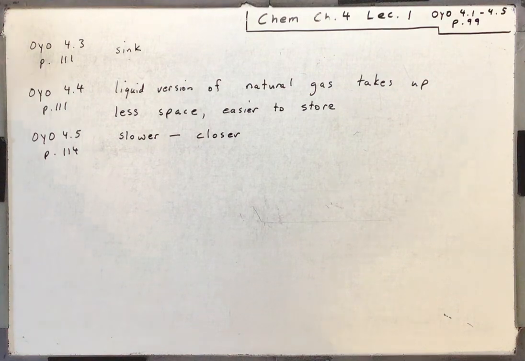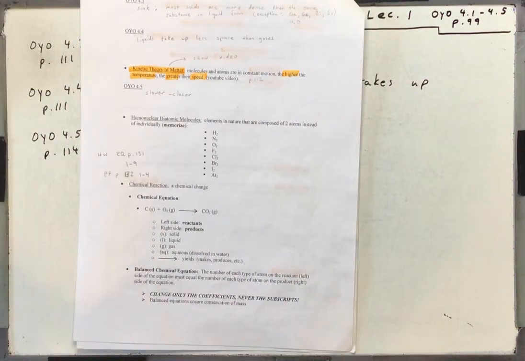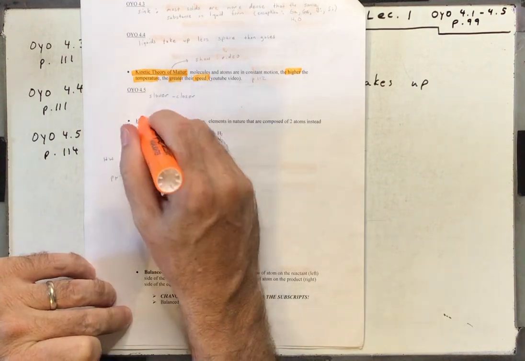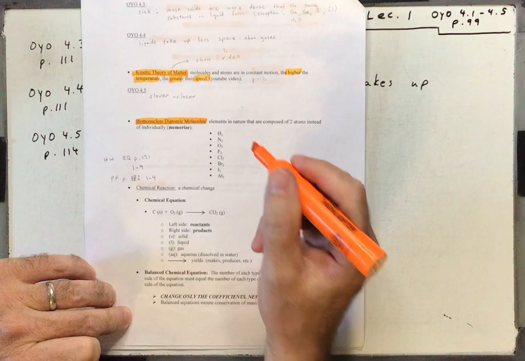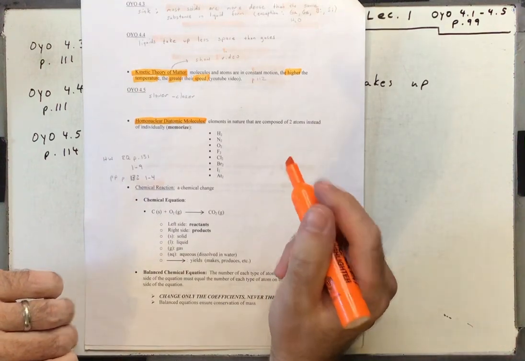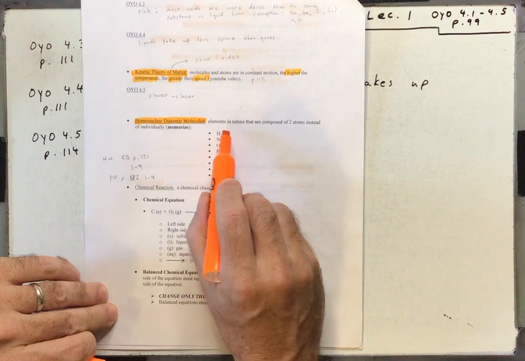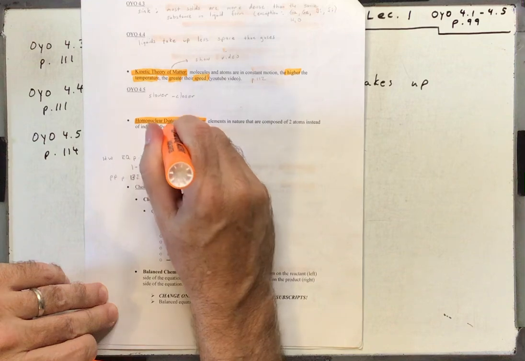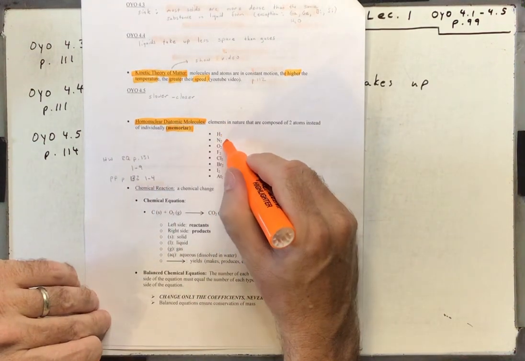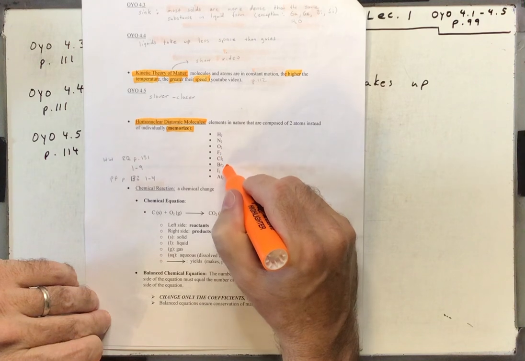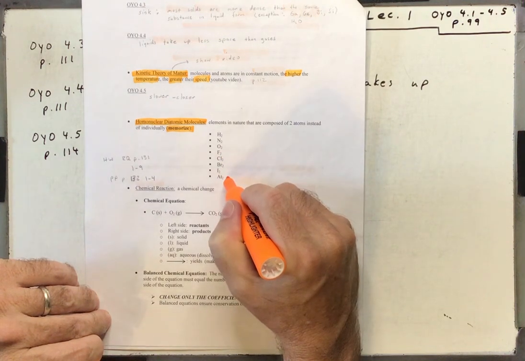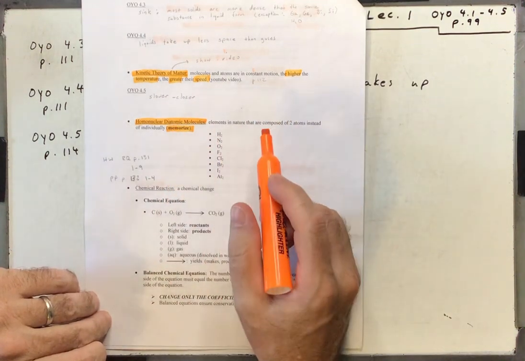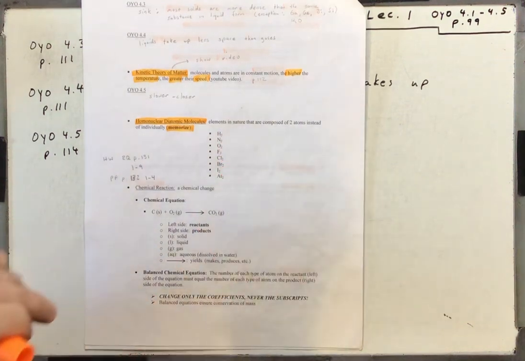Okay, the last thing to talk about in this lecture are the homonuclear diatomic molecules. This is important for tomorrow's lecture where we're talking about balancing equations and predicting chemical equations. Homonuclear diatomic molecules are elements in nature that are composed of two atoms instead of individually, and you've got to memorize these. So it's hydrogen, nitrogen, oxygen, fluorine, chlorine, bromine, iodine, and astatine. They all appear in nature as a homonuclear diatomic molecule, meaning there are two.